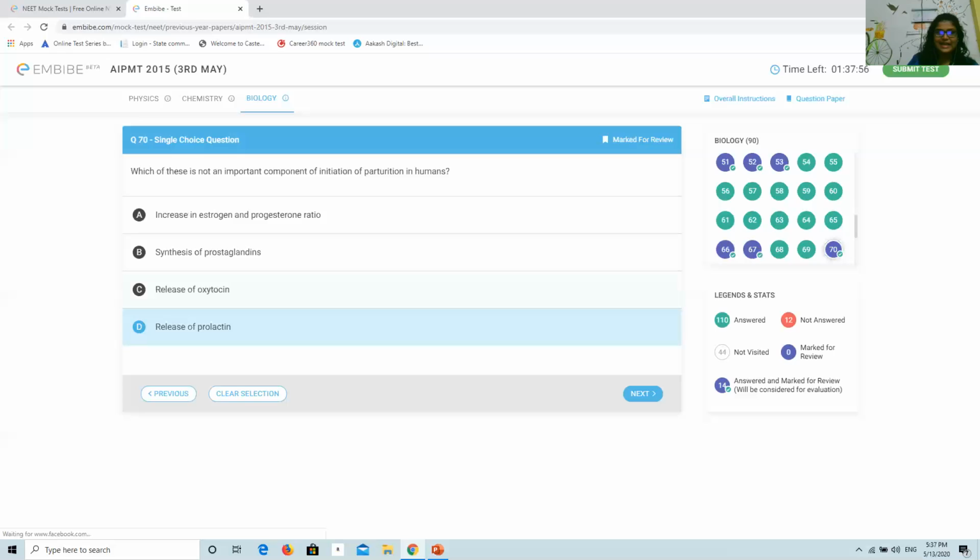Mother does not start lactating as soon as she starts parturiting, right? Oh, is parturiting a word? I don't know. But you get my point, right? Release of milk is controlled by your prolactin. So directly with the initiation of parturition, your milk does not come out. Hence, release of prolactin should be wrong. All right, let's move ahead.